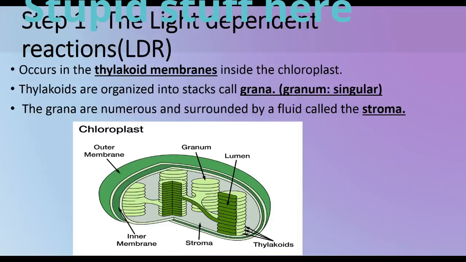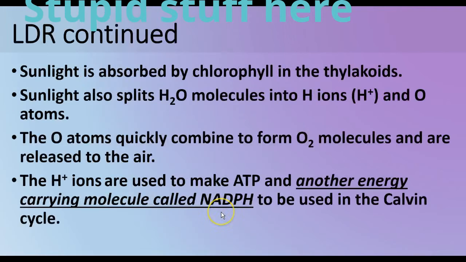The light-dependent reactions occur in the thylakoid membrane. These little discs, these stacks of discs called grana, each have a membrane in them, and these reactions occur in or on that membrane. Each disc is a thylakoid. A stack of them is called a granum. Grana is plural. Grana are numerous, and they're surrounded by fluid. All this gray area would be a fluid called stroma.